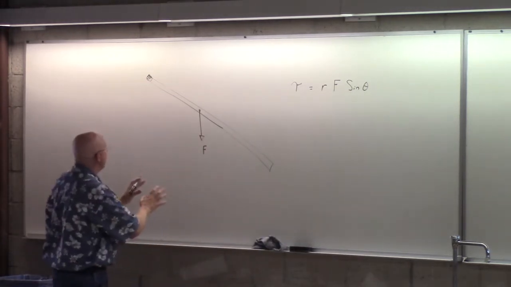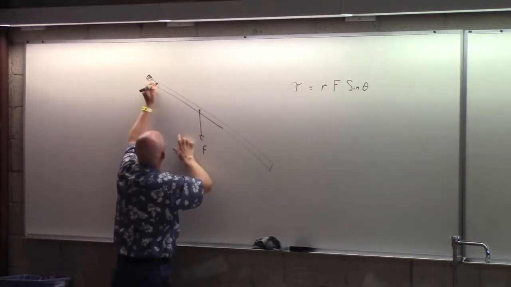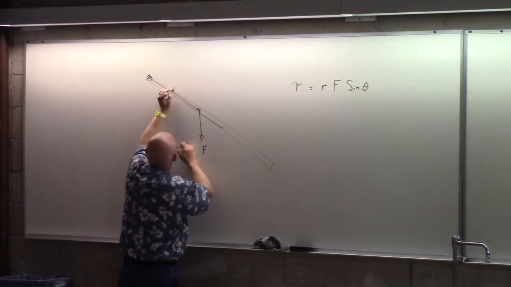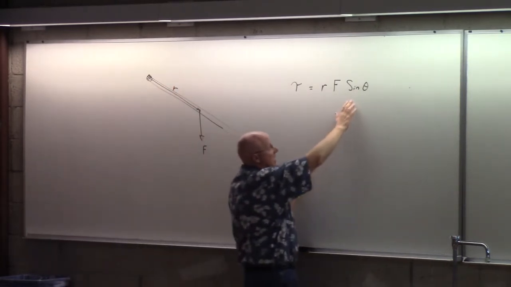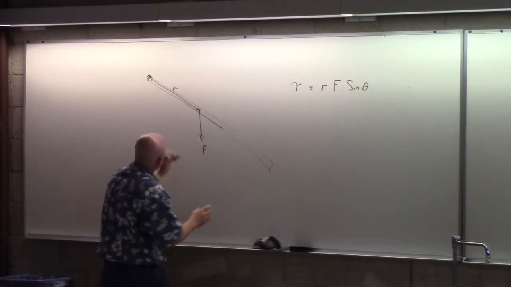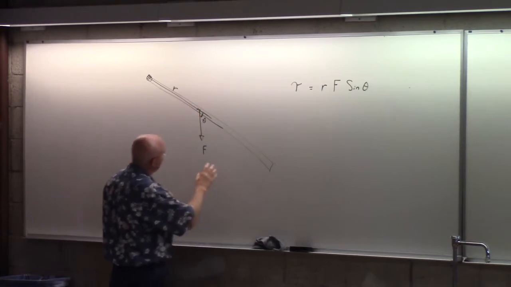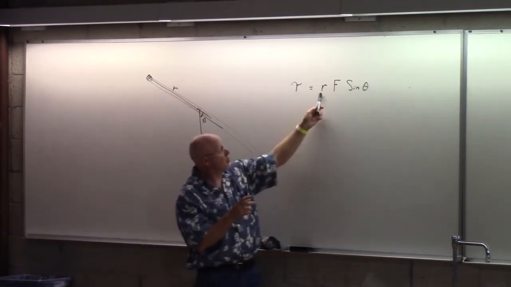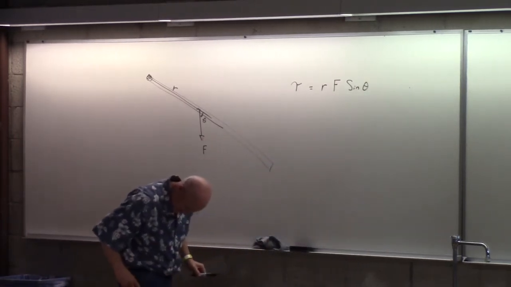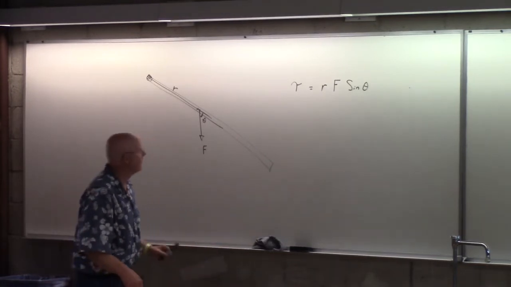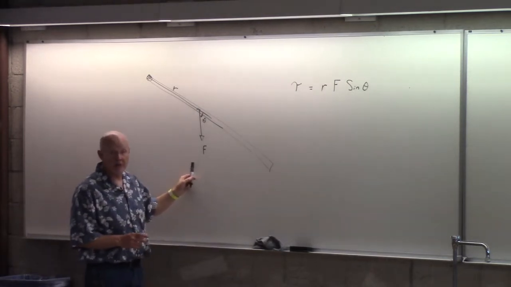So if I draw those in my picture, let's see. The R means the distance from the pivot to the force, so there's the R. If you remember then, this angle theta was this angle right here. That is the angle, what we like to say, is between these two, between the R and the F. So here's my sine theta. And then that's how I drew the picture.